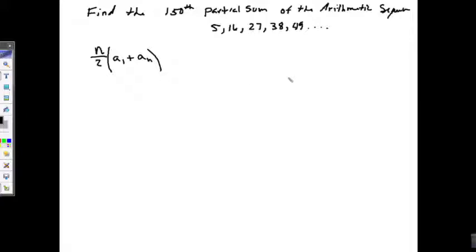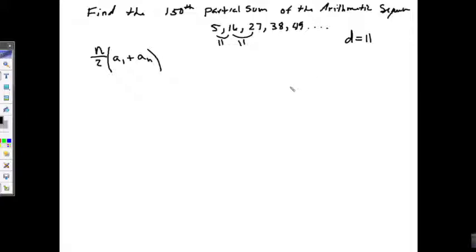So I need to do a little bit more work on this one. First of all, let's try and figure out the formula for this sequence, right? What is my common difference that I have going on here? I go from 5 to 16, so that looks like a difference of 11. I go from 16 to 27, that's again a difference of 11. So my d value equals 11.